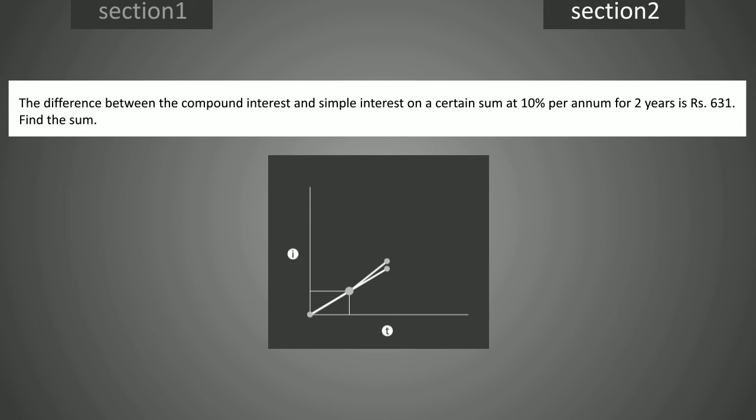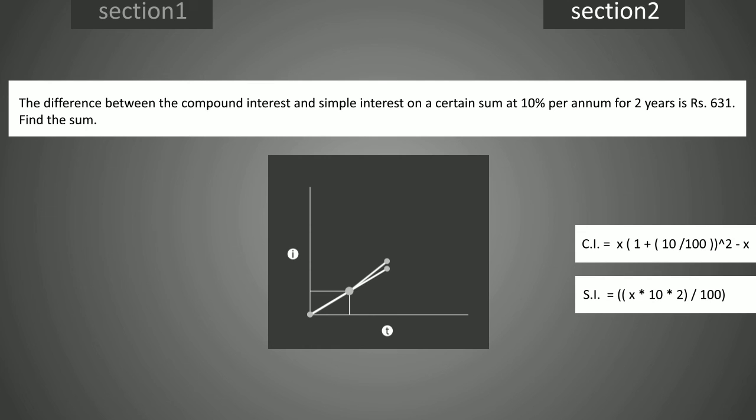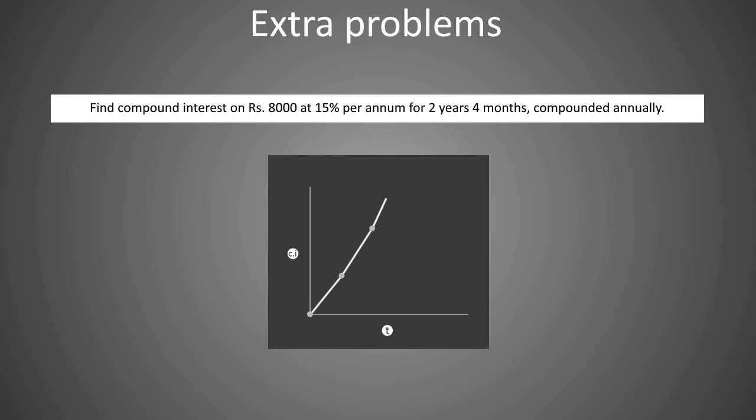Step 2. Find the relation and solve. So let's consider the required sum is X, which satisfies the relation compound interest minus simple interest equals 631, and we know how to express compound interest and simple interest. Then by doing so and solving the above equation, we get the X, the answer. So go on, give it a try.